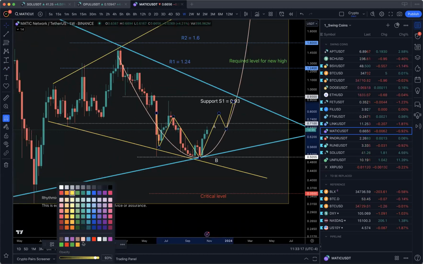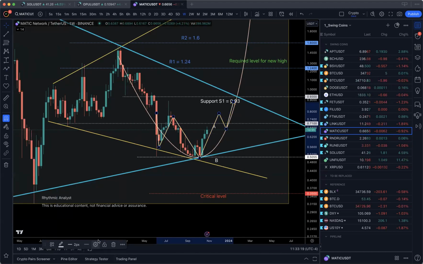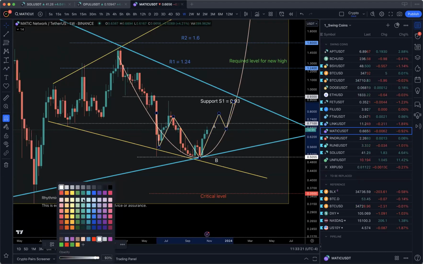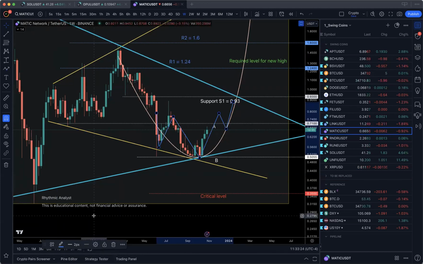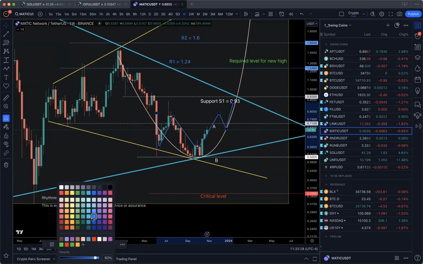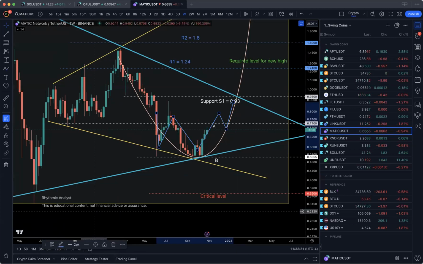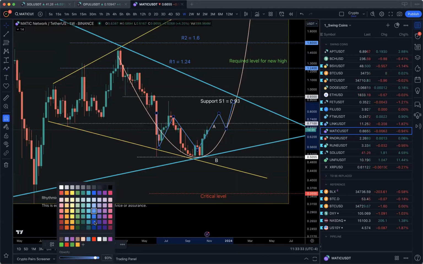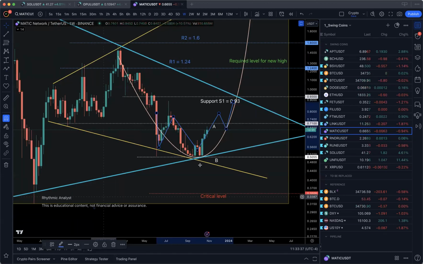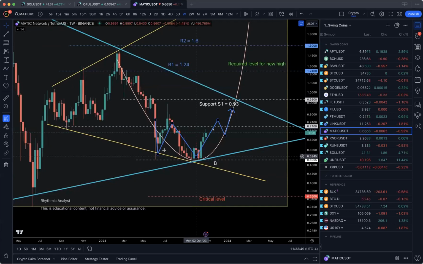Maybe a different color. Which color? White is too light, it will blend in. Blue. It should be a lighter shade. No, that was the right shade. Maybe I should make it a little bolder. I hope you're not confused.